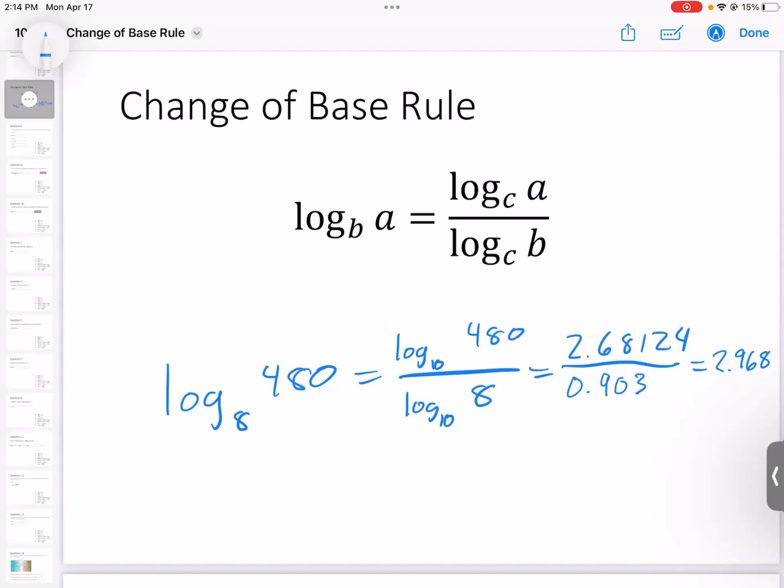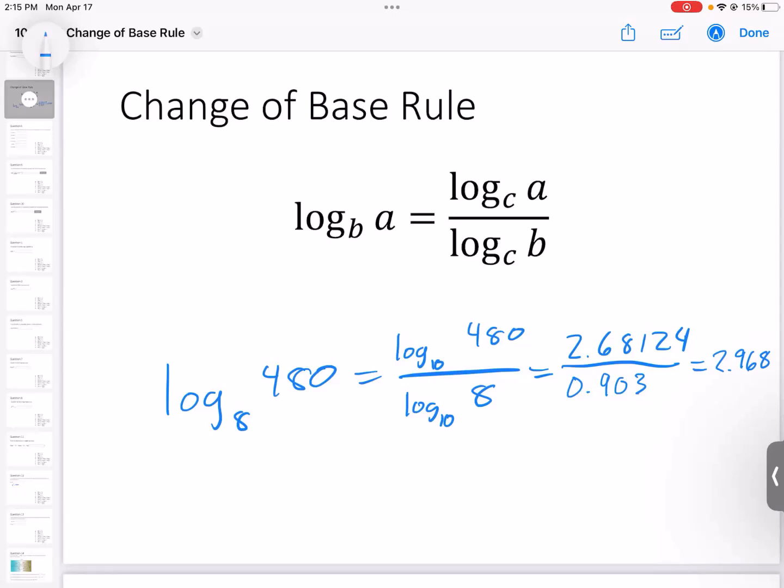Yeah. Perfect. And I think on your homework, it will say to be precise up to 4 decimal places. So you will want to write out probably more decimals than this in order to make it precise up to 4 decimal places. But it will be somewhere in this range. And let's think about what this means. It means 8 raised to this exponent will equal 480. Well, that's reasonable because remember how we predicted it's going to be in between 2 and 3? Well, this number is between 2 and 3.